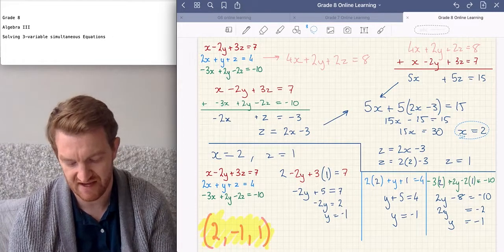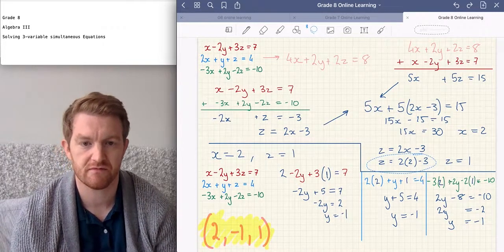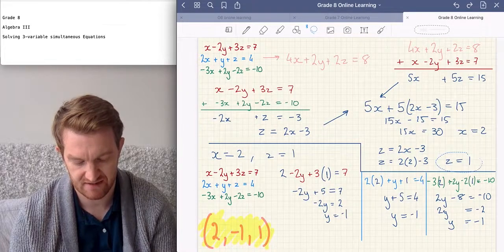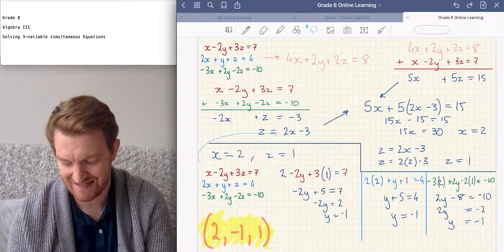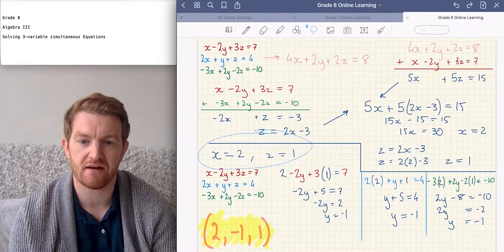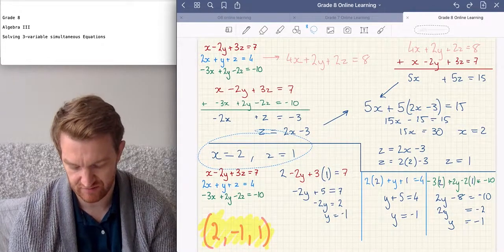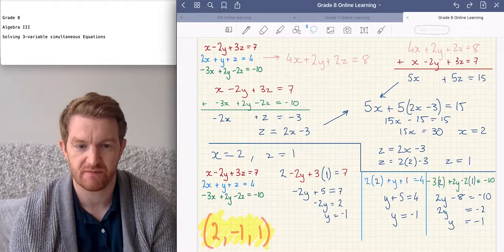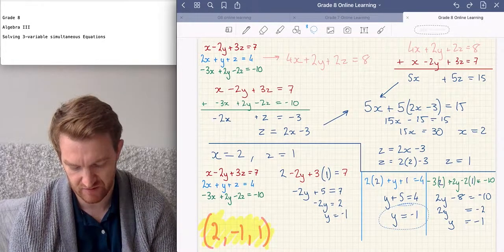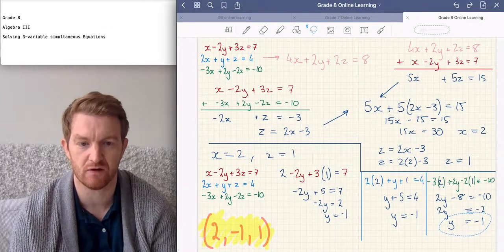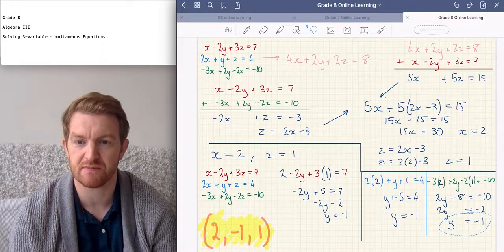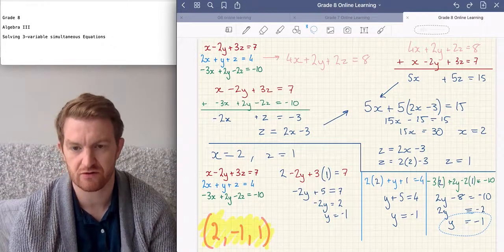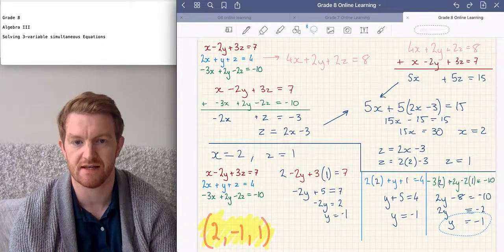Once I got the value of x, I put it in to my formula to get the value of z. Once we had x and z, we then put them into all 3 equations, the red, the green, and the blue. And then once I put them in, you can see I got y is -1, y is -1, y is -1. So I knew that that must be correct. So you get x is 2, y is -1, and z is 1.